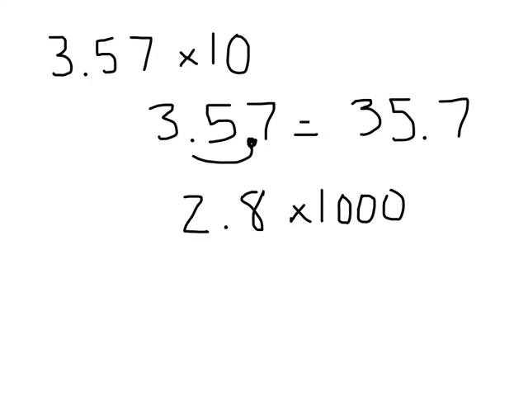Now you try one. What's 2 and 8/10 times 1,000? Make sure to write your answer with no comma. Well, when I move the decimal 1, 2, 3 times, the answer is 2,800.